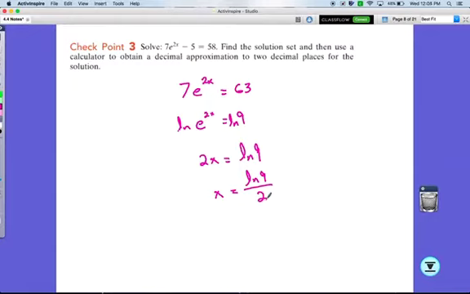I go to my calculator. Natural log of 9, close parentheses, divided by 2. To 2 decimal places, this gives me approximately 1.10. My decimal is 1.098. The 8 would make the 9 go up, and since the 9 goes up to 10, it's 1.10.